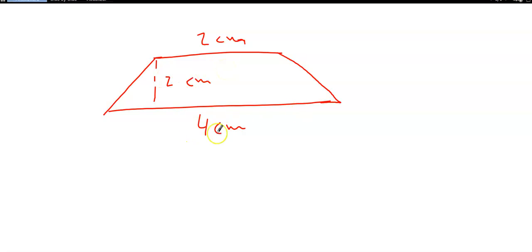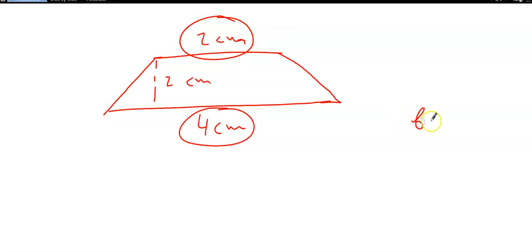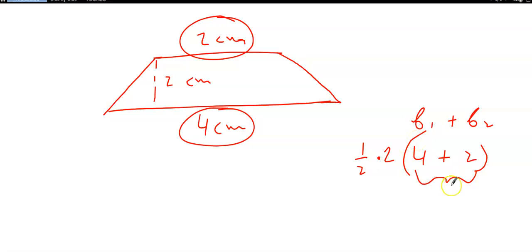So what we have to do is add the two parallel sides first. Base 1 plus base 2. So we do 4 plus that 2. We do that first. Then we multiply it by height, which we decided was 2. And then we have to find half of the overall answer. So we can do parentheses first. 4 plus 2 is 6. 6 multiplied by 2 and multiplied by half.